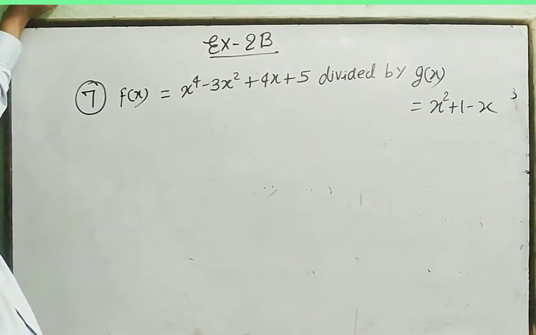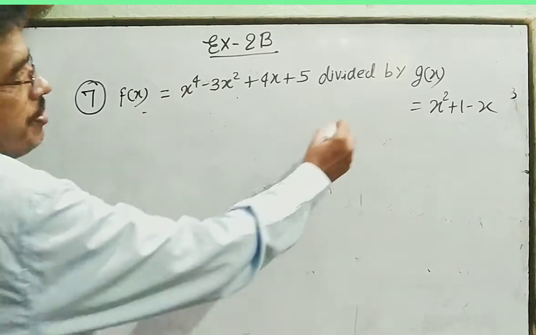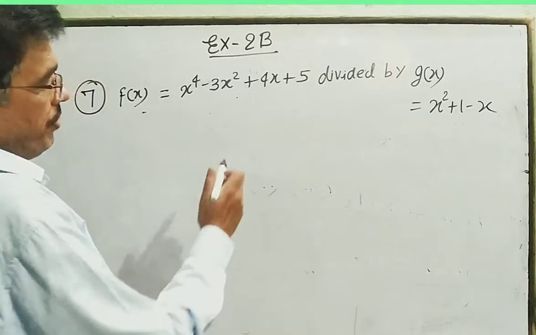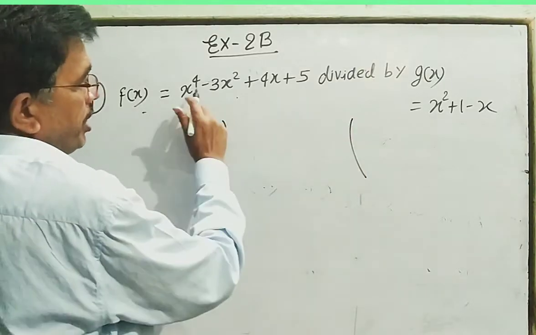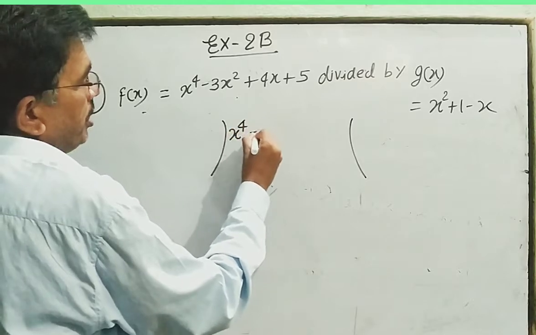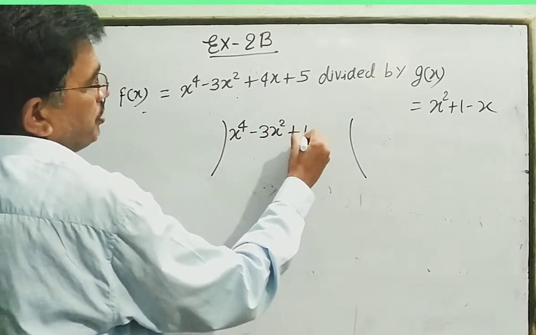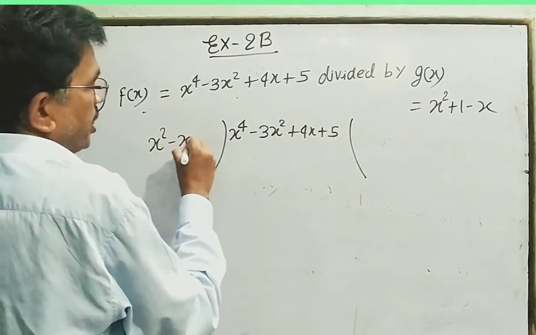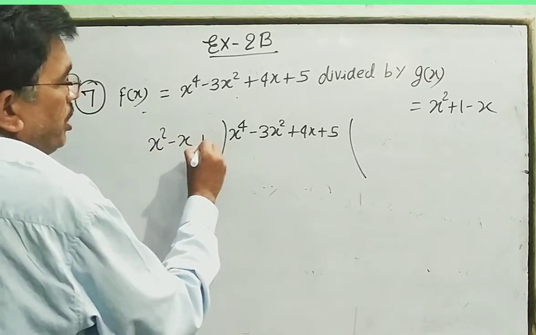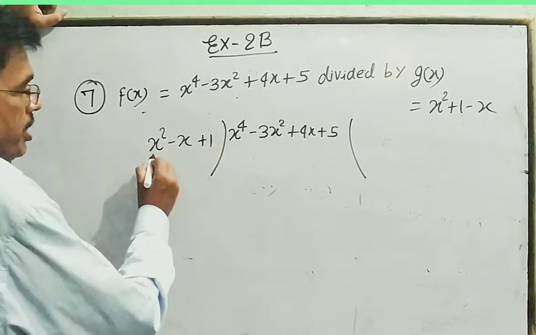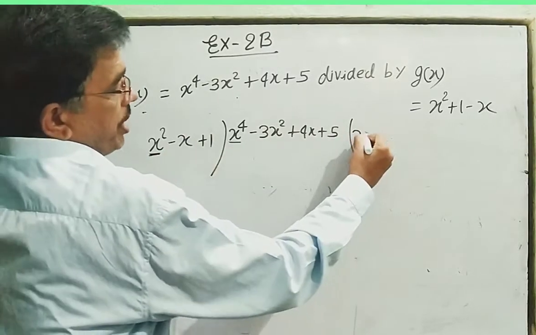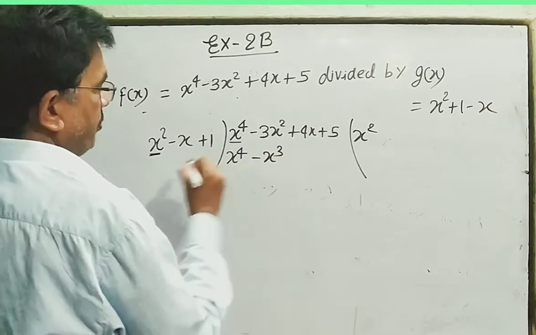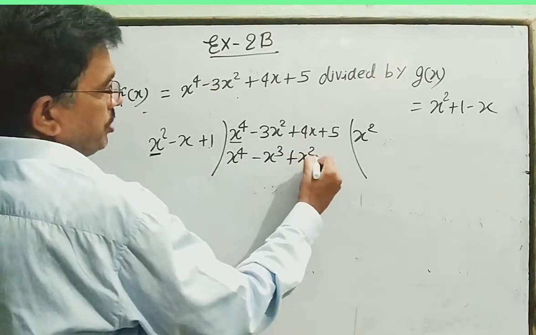Question 7. It is f(x) is equal to the given polynomial divided by g(x). You have to find the quotient and remainder. So dear student, first you write according to the degree of the terms, that is x to the 4, minus 3x square plus 4x plus 5 divided by x square minus x plus 1. Here is x square and there is x to the 4. So multiply by x square. What you get? x to the 4 minus x cube plus x square.